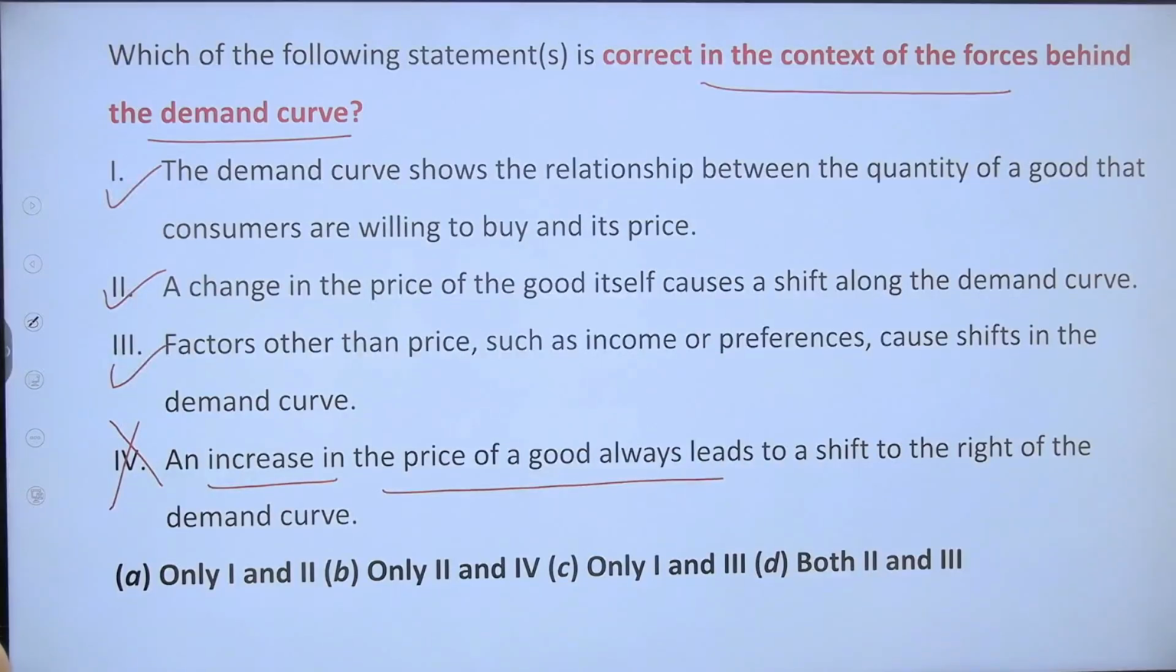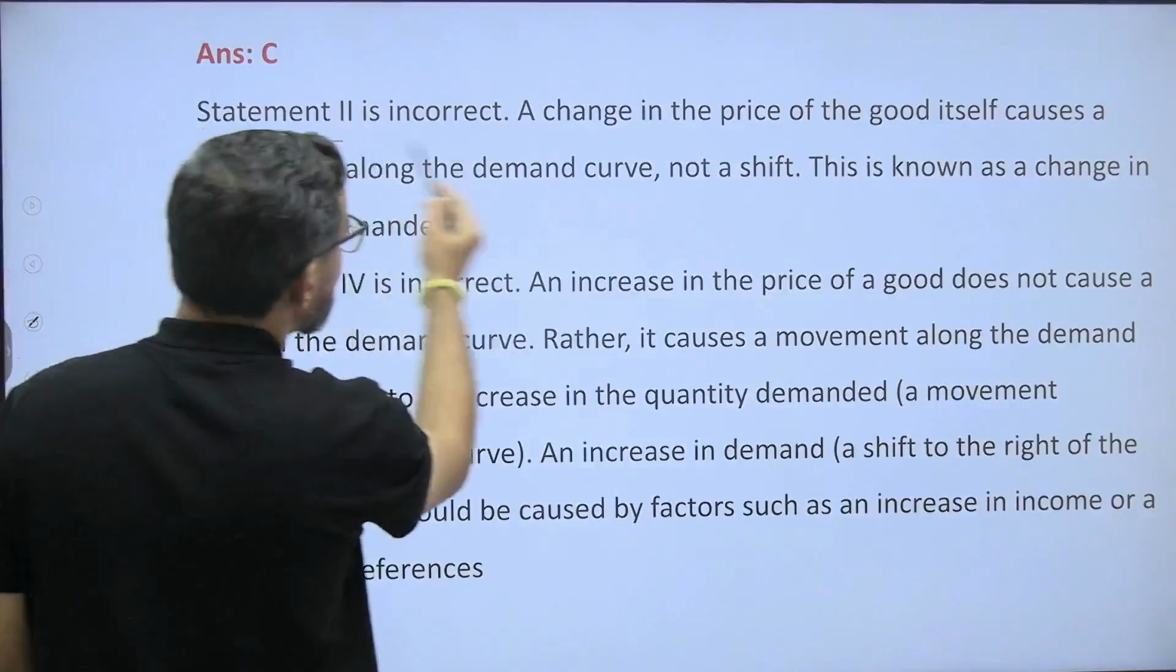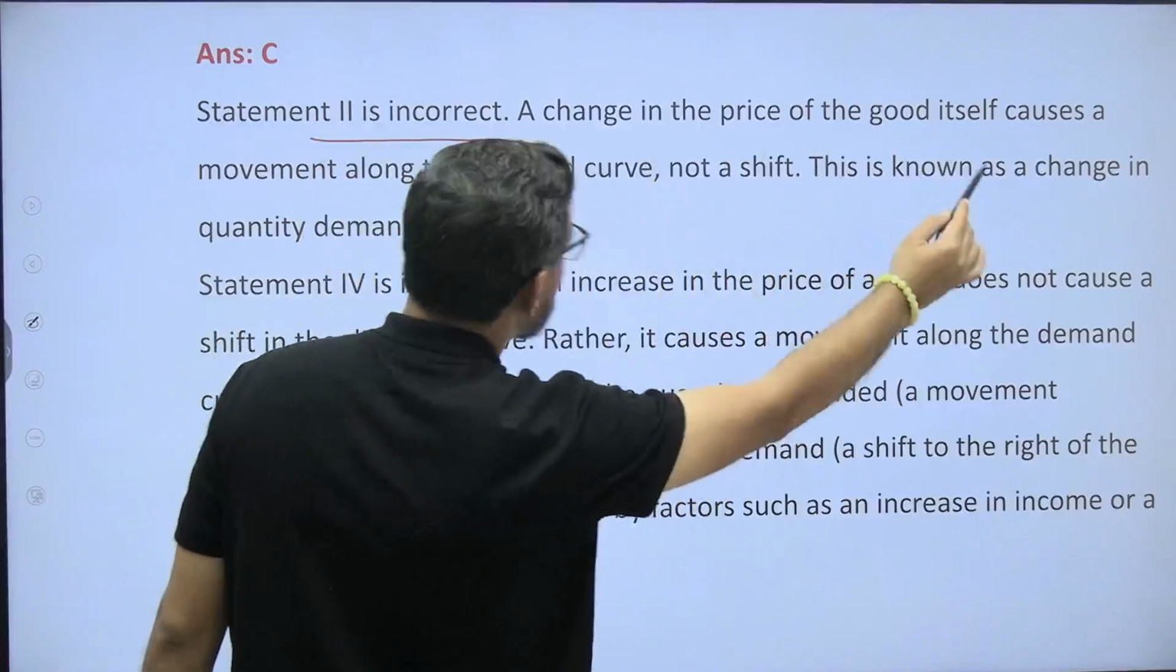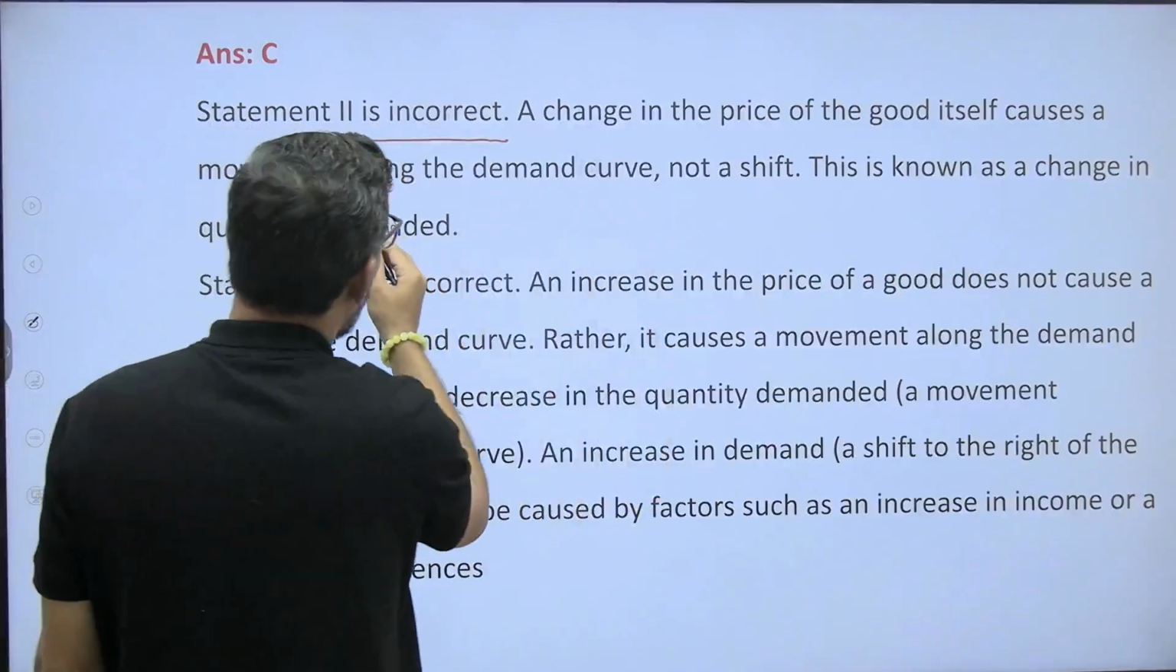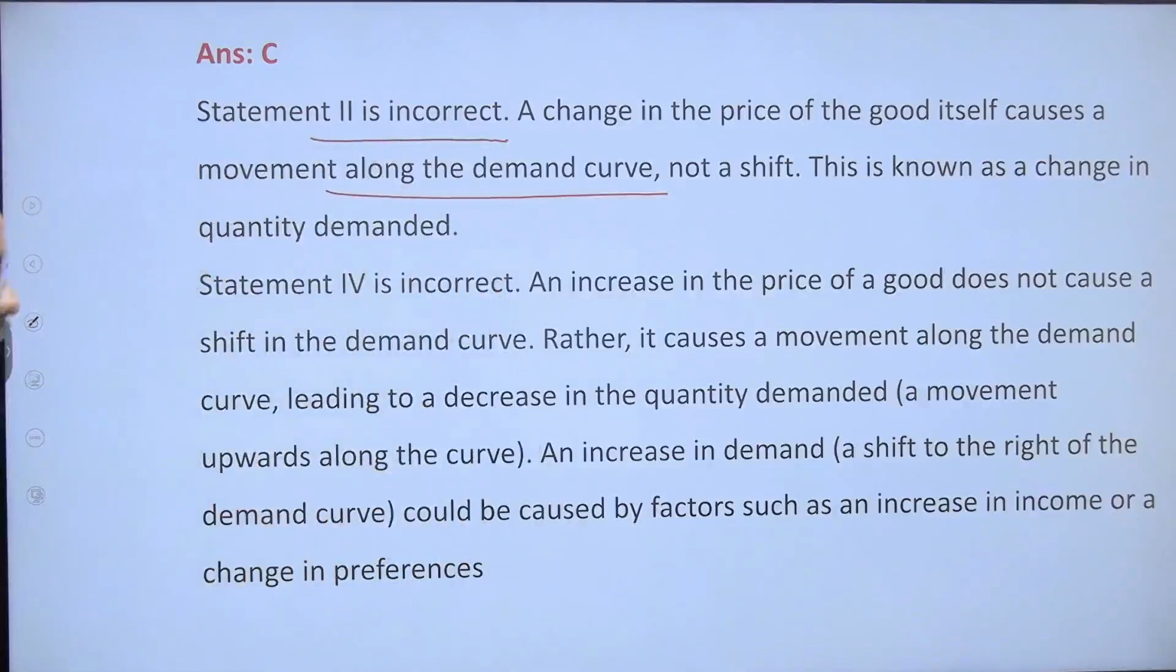A demand factor other than price, such as income or preferences, causes a shift in the demand curve. It can be okay. Let's check this one. C. C means 1 and 3. Okay, we just want to check the second statement again. Second statement: a change in price of goods itself causes movement along the demand curve. Not okay. It is about the demand curve, not a shift. This is known as change in quantity demanded.